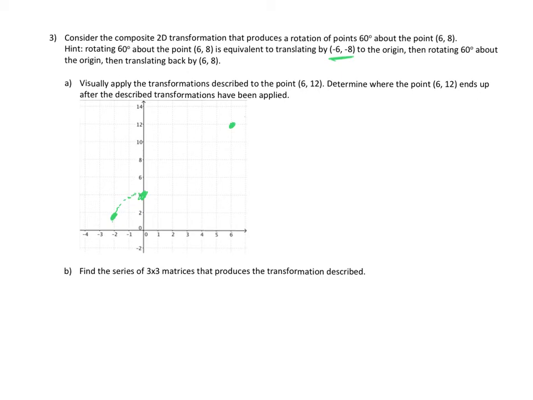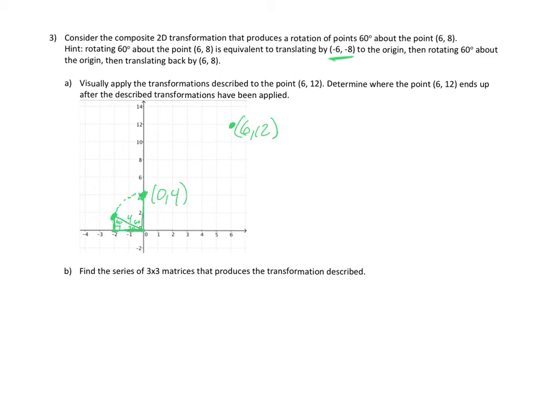I started at 6, 12. I shifted left 6, down 8, so I landed at 0, 4. So this is 4. And I need to figure out the coordinates of this point. So I know this is 4. I'm going to draw a vertical and a horizontal to make a right triangle. And I know that if this is 60 degrees, then this is 30, which makes this 60. And so I have a 30, 60, 90 right triangle.